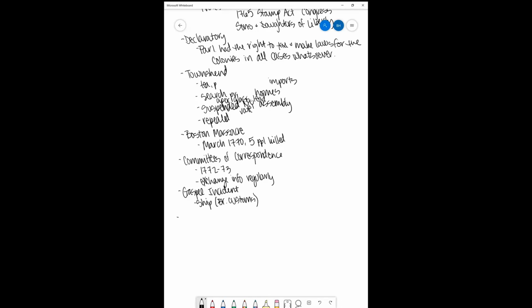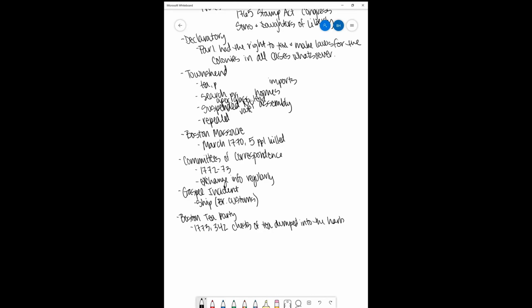So then, as we see more and more violence, if you will, pop up, we also have the Boston Tea Party. And the Boston Tea Party was in 1773, and this was 342 chests of tea that had been dumped into the harbor.